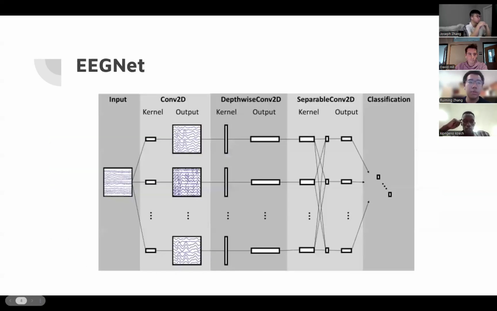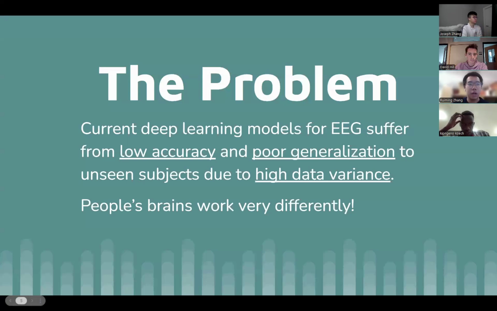In recent years, deep learning has shown great potential in SSVEP classification. EEGNet is a widely used CNN for EEG signal classification, but the performance is not good enough for real-time high-accuracy applications. The problem is that current deep learning models for EEG suffer from low accuracy and poor generalization to unseen subjects due to high data variance. People's brains work very differently.